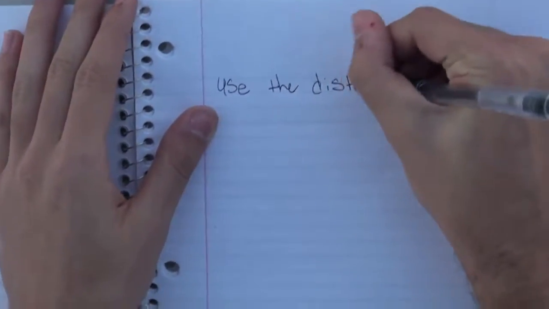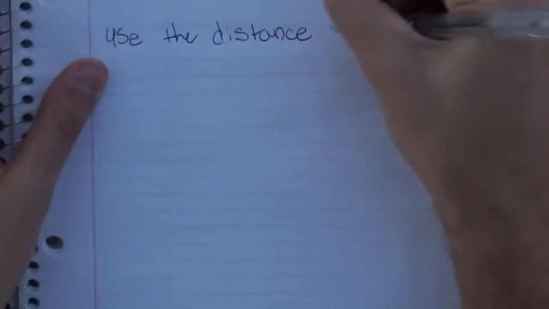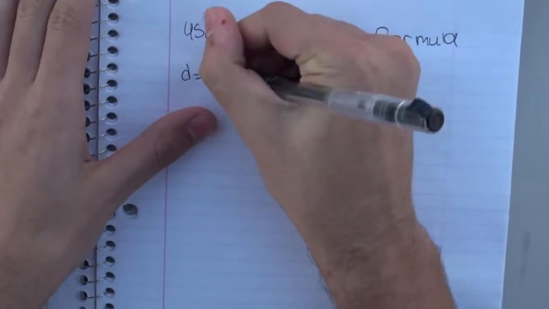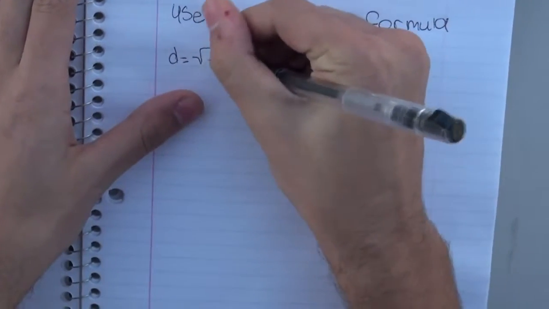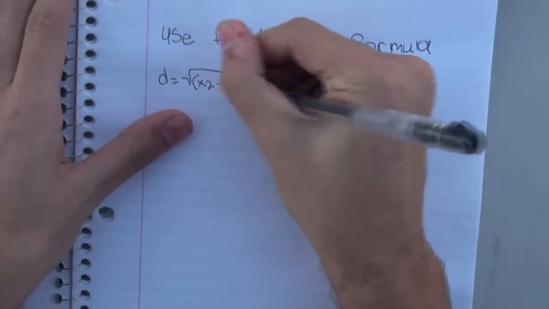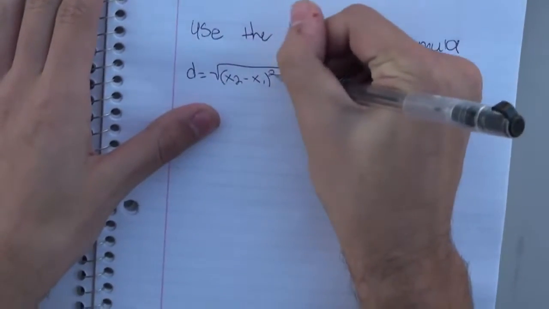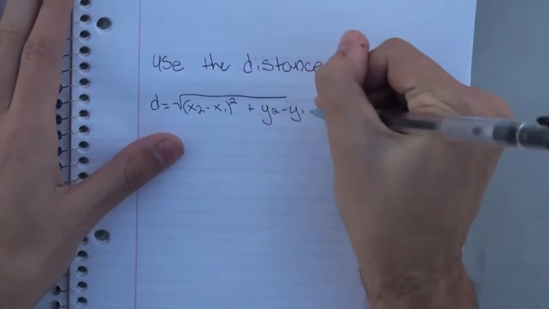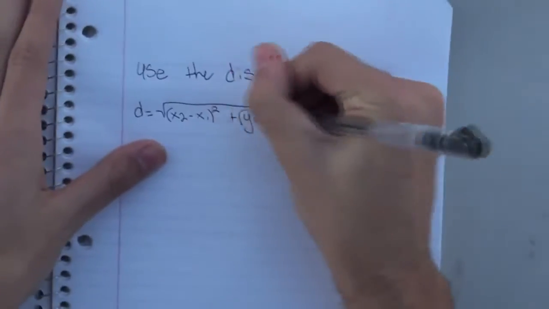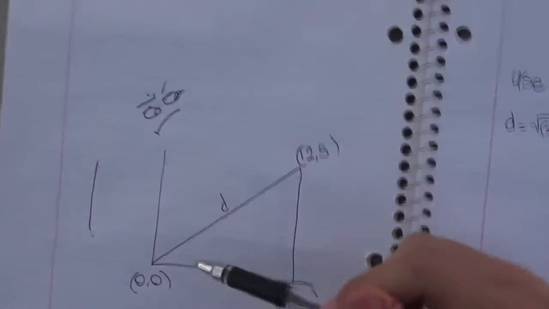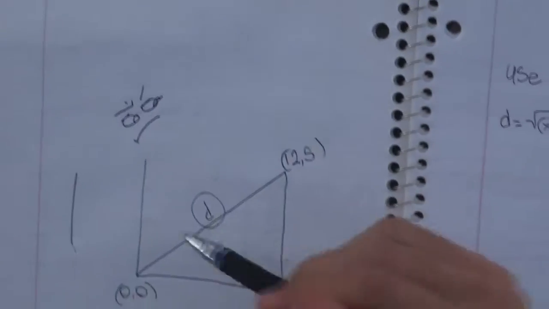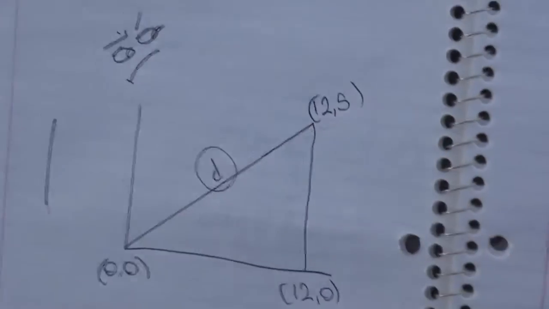The next thing you'll need to know is how to use the distance formula. Most of you learned the distance formula, or you should know it. Miss Chang taught it to us. D equals the square root of (x2 minus x1) squared plus (y2 minus y1) squared. So let's say you have a triangle and you want to find the distance from this point to this point.